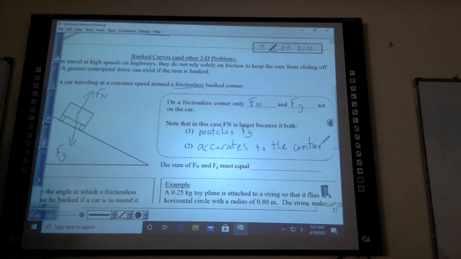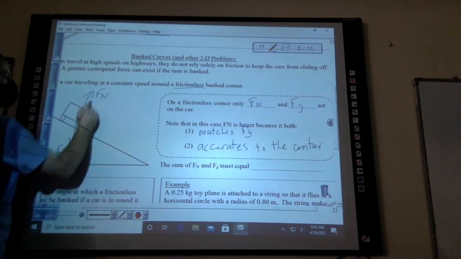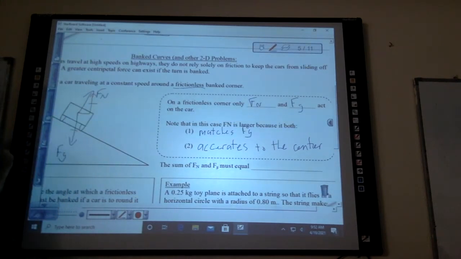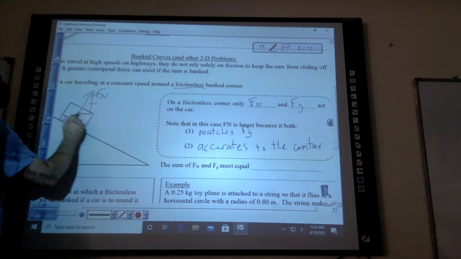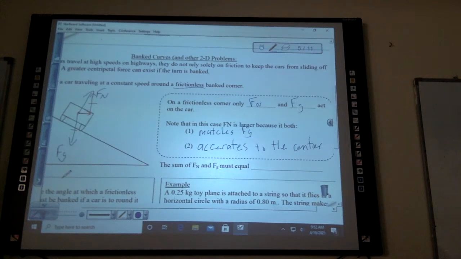There's no friction that's holding it. So essentially what I've got is this component and this component. This one is equal to Fg. This portion here is what's actually causing us to accelerate towards the center. Can you picture what's happening there? Because I know sometimes the drawings for this are a little confusing.